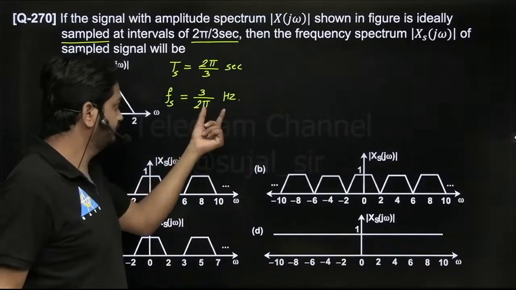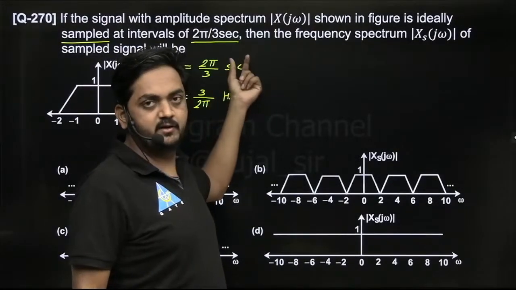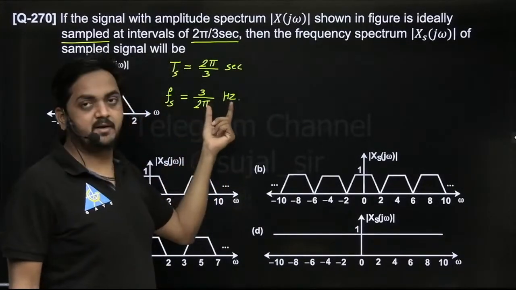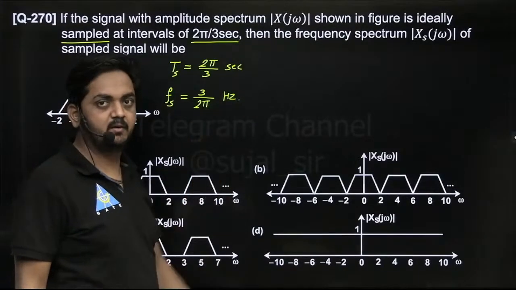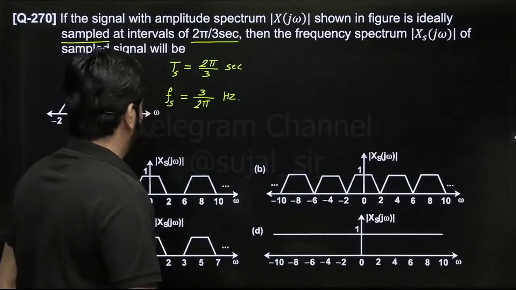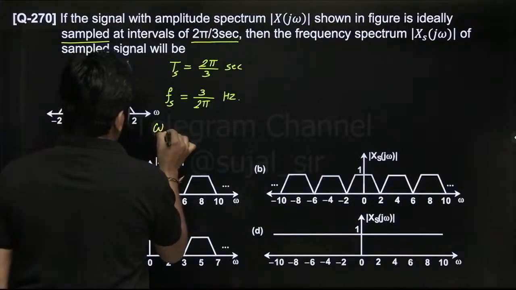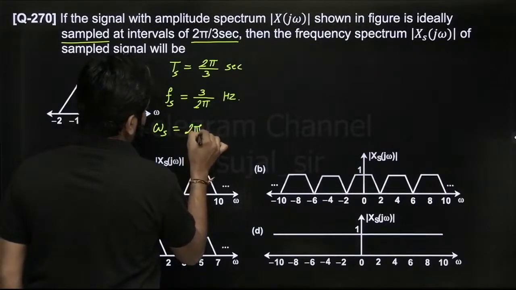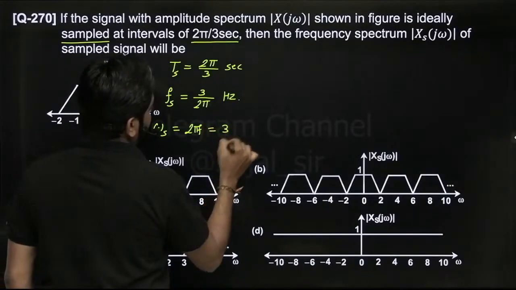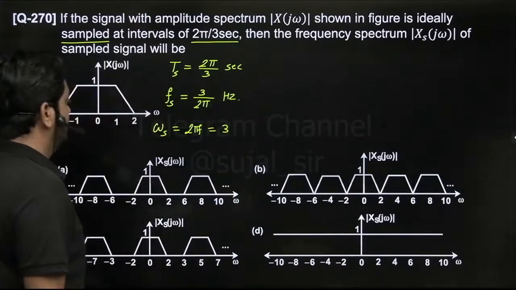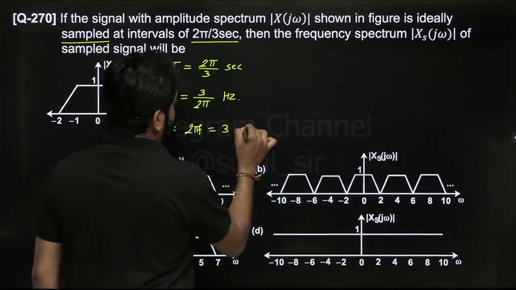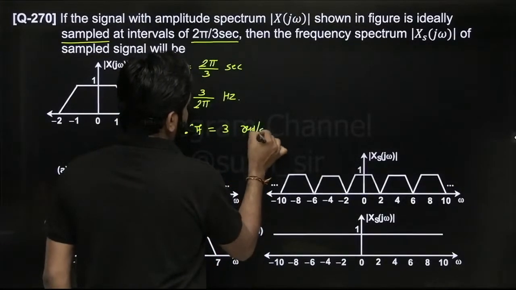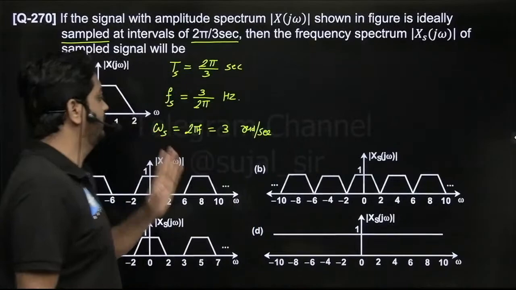The unit of Ts is second, and the unit of fs is samples per second, the number of samples in one second. We write omega s because omega is present here, so 2 pi f will be 3 radian per second. So this is the sampling frequency, 3 radian per second.